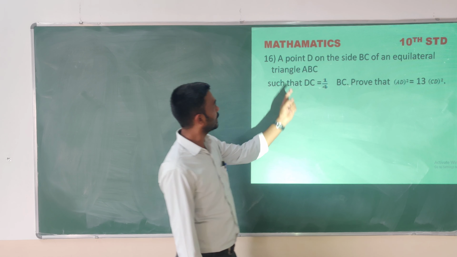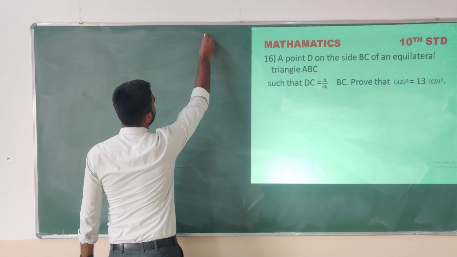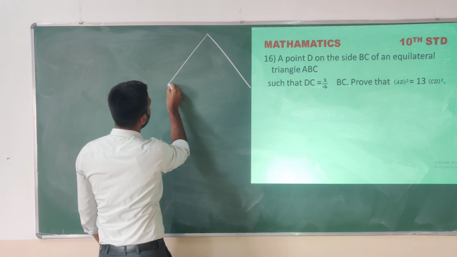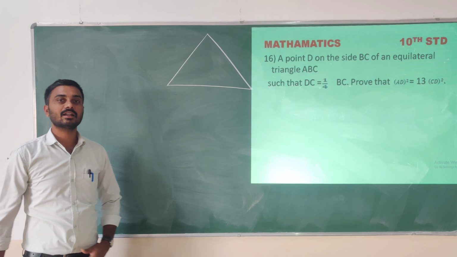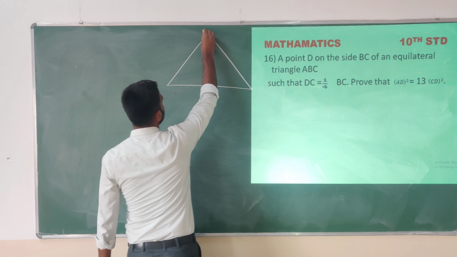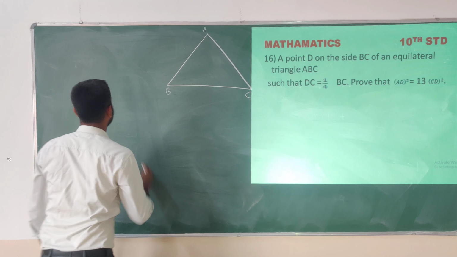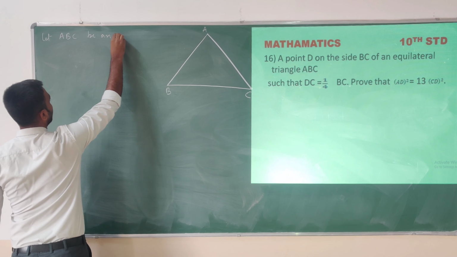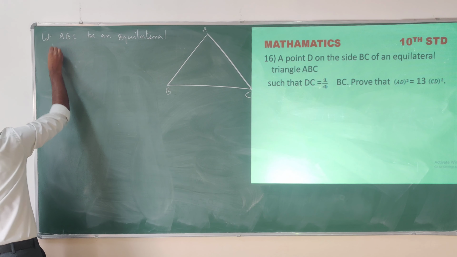So for that, consider an equilateral triangle ABC. So what is meant by an equilateral triangle? When all the sides are equal in length and also the internal angles are the same, then the triangle is said to be an equilateral triangle. So let ABC be an equilateral triangle.